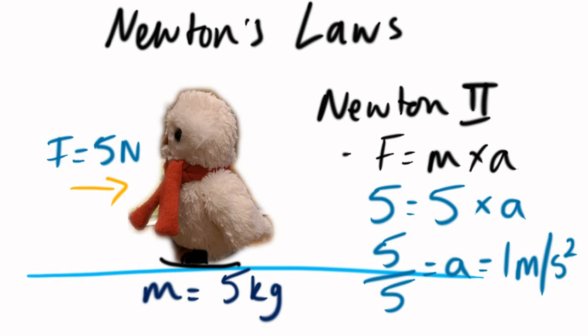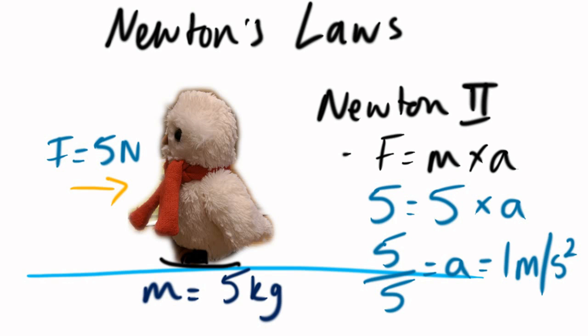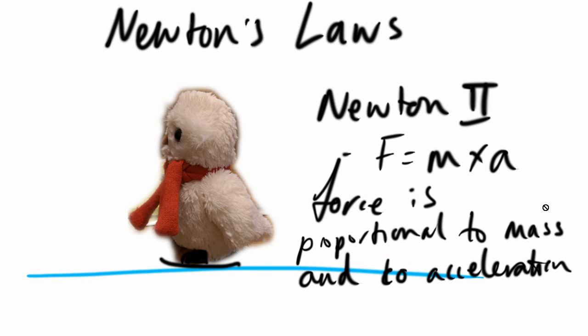So that's Newton's second law and how you might apply it. If you had mass and acceleration, you could work out force. If you had a force and acceleration, you could work out a mass. Similarly to the last one, it can be expressed in words. We say the force is proportional to the mass and also proportional to the acceleration.